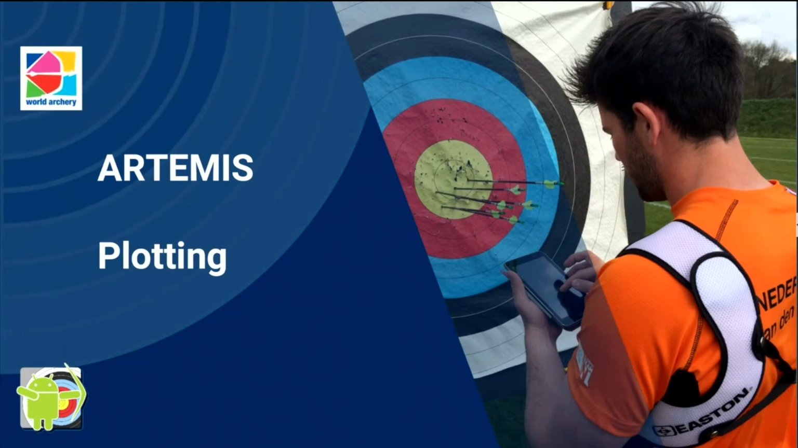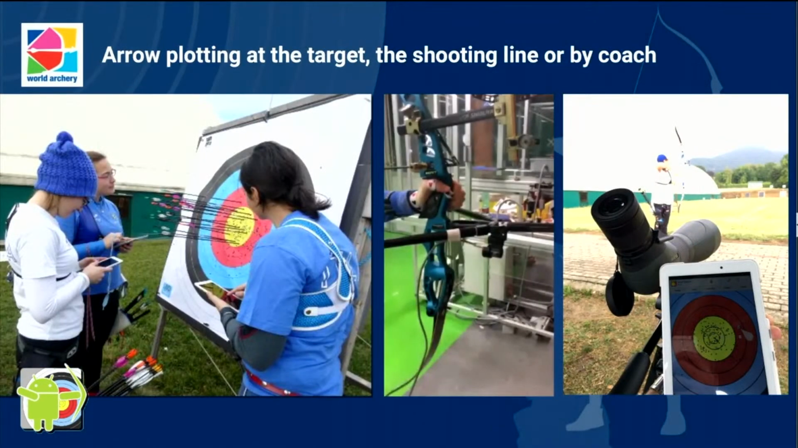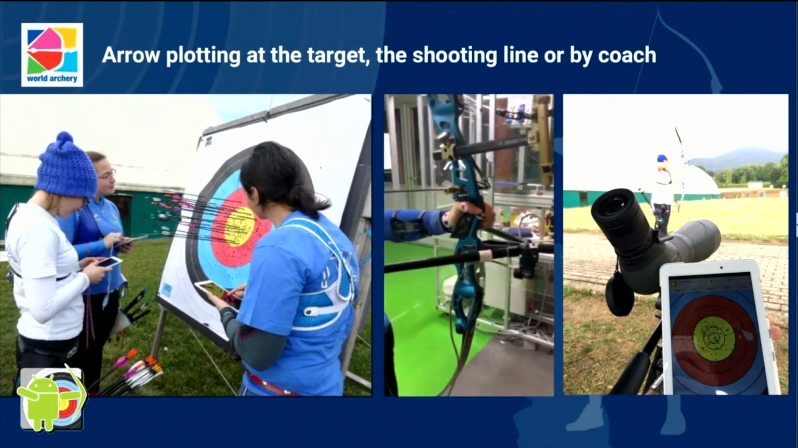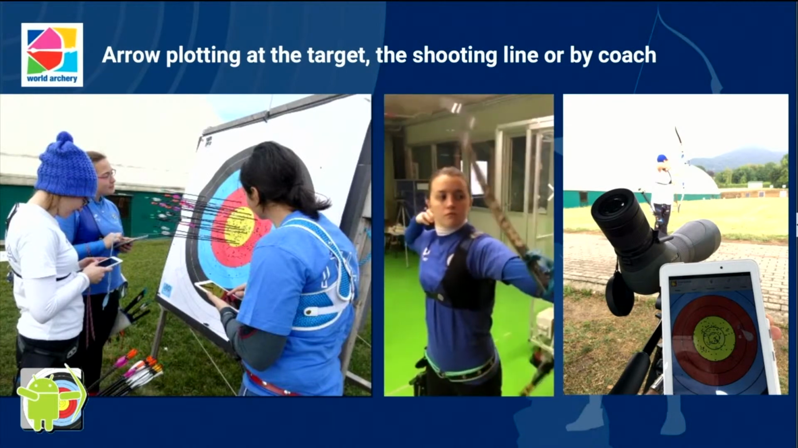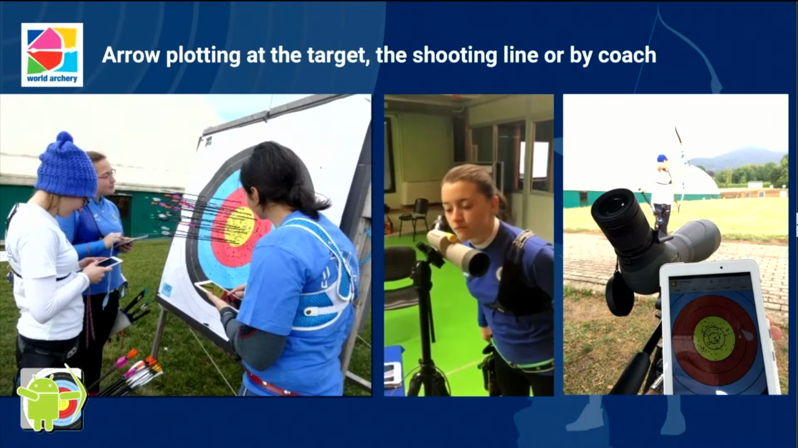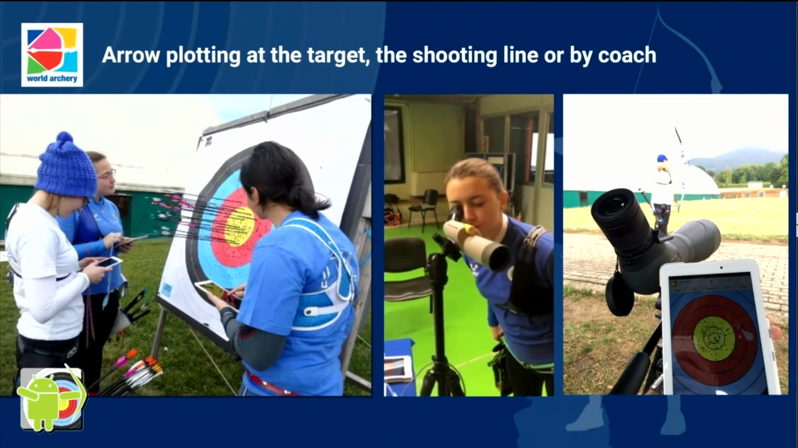So I'd like to show you how you can use, as an athlete or as a coach, Artemis to plot your arrows and to gather as much information about your shooting as you can. There are 3 ways of inputting information. You can do your arrow plotting at the target, you can do your arrow plotting at the shooting line, or you can have someone else plot your arrows.